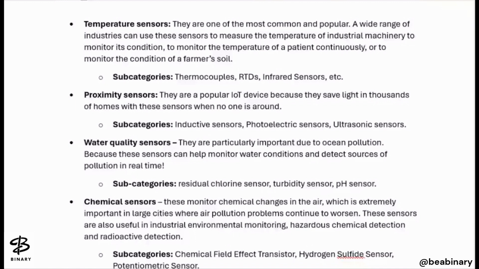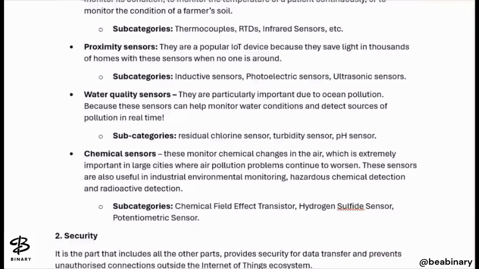Then the water quality sensors, they are particularly important due to ocean pollution, right? So water pollution की बात करें अगर हम, so water की quality क्या है उसको sense करने के लिए, जैसे आप रियल टाइम एग्जांपल लें तो जब आप RO की सर्विसिंग कराते हैं तो सेंसर के थ्रू वाटर की क्वालिटी को चेक करते हैं. Because these sensors can help monitor water conditions and detect the sources of pollution in real time. वो तो मैंने आपको ऐसे एग्जांपल दिया, बट यहाँ पर हम इंटरनेट ऑफ थिंग्स के बारे में बात कर रहे हैं. So we are talking about the complete water pollution. सब कैटेगरीज रेसिडुअल क्लोरीन सेंसर, टर्बिडिटी सेंसर्स एंड द pH सेंसर्स.